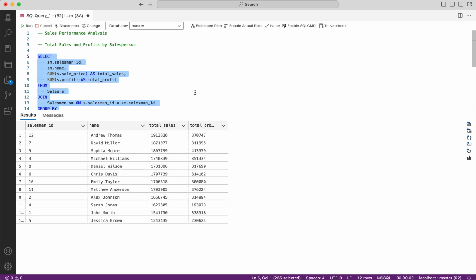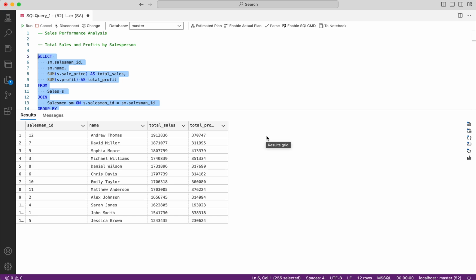And the summary that we see is that our top performer is Andrew Thomas with ID 12. And he's accumulated over 1.9 million in total sales, with a total profit of around $370,000. Other high performers are David Miller, ID 7, with 1.87 million in total sales and 311,000 in total profit.